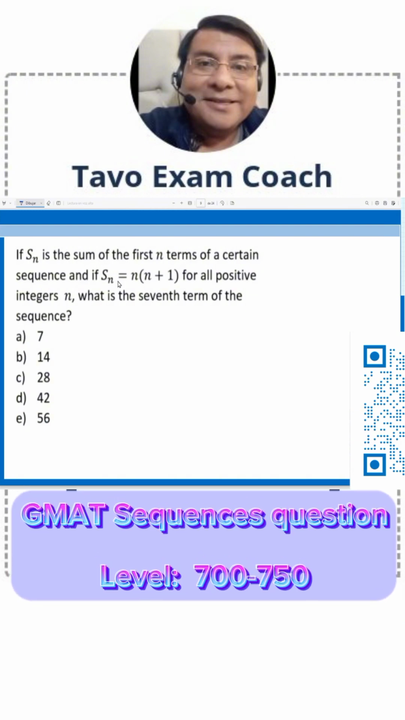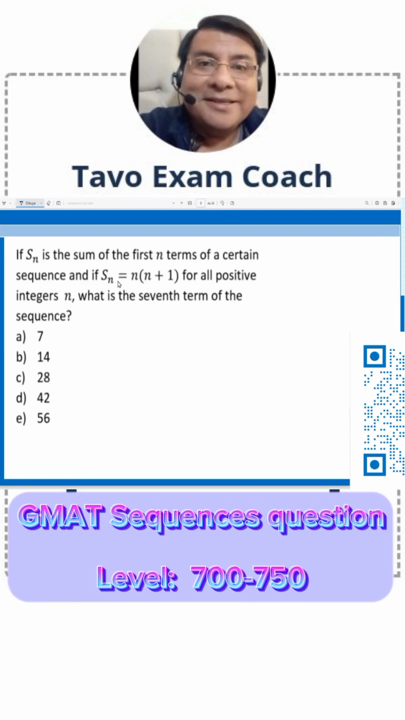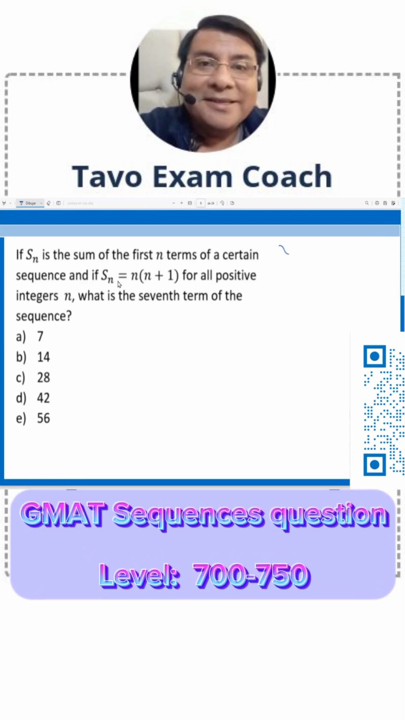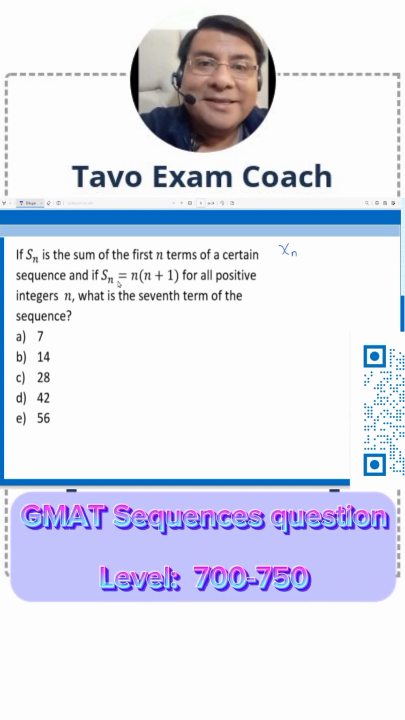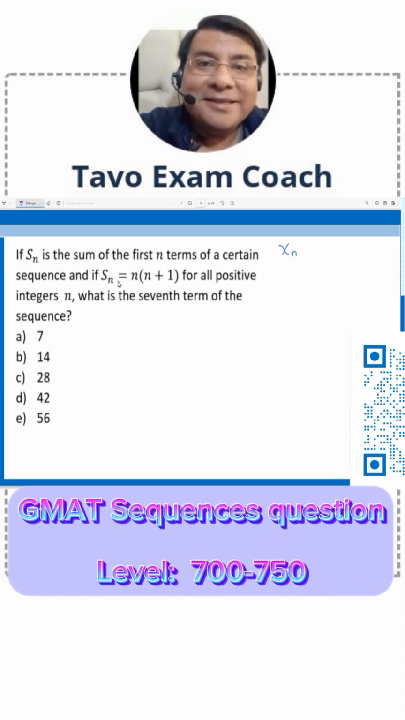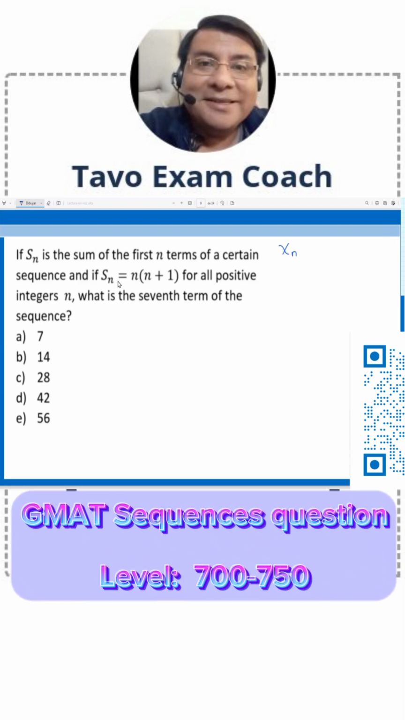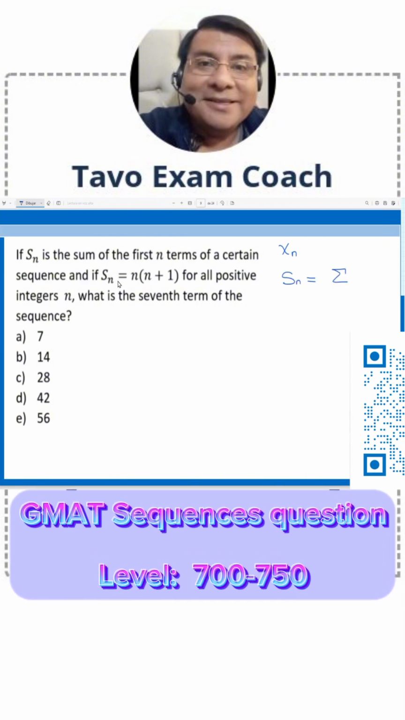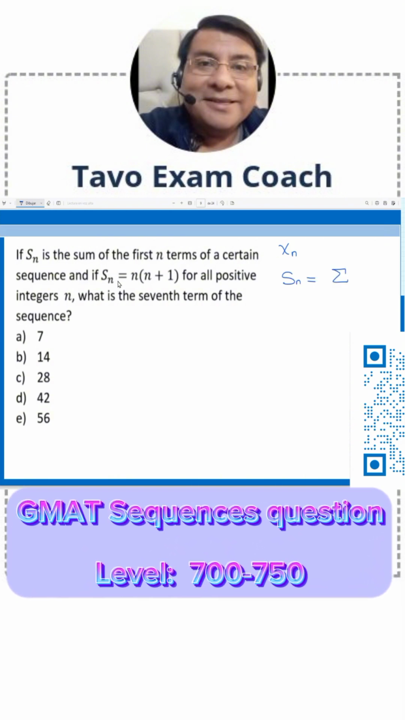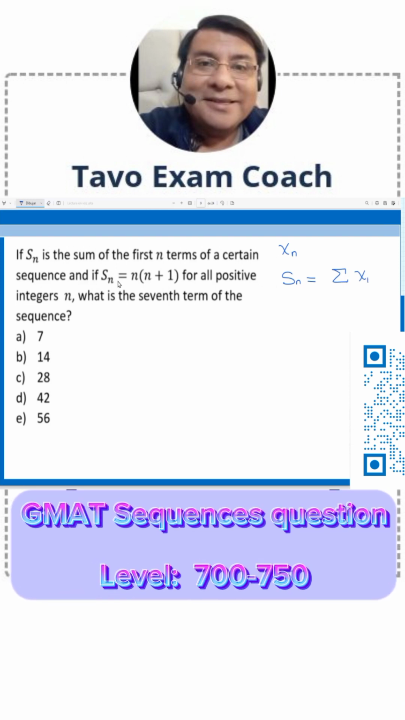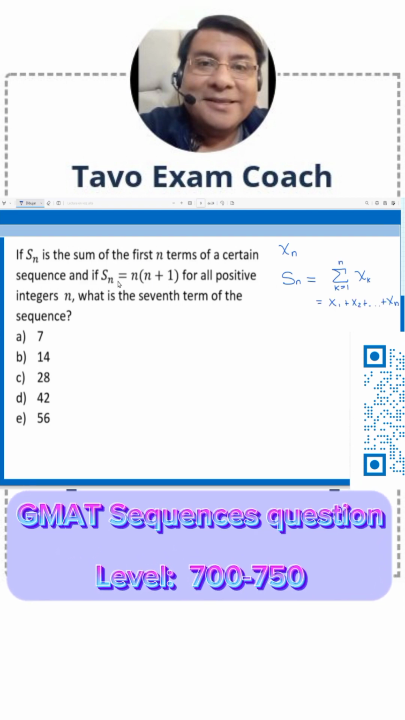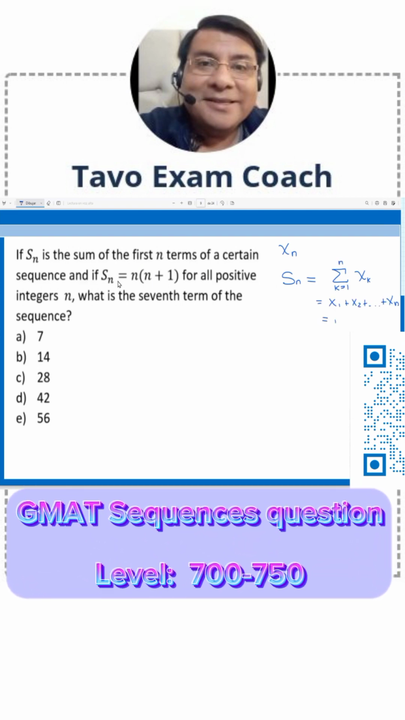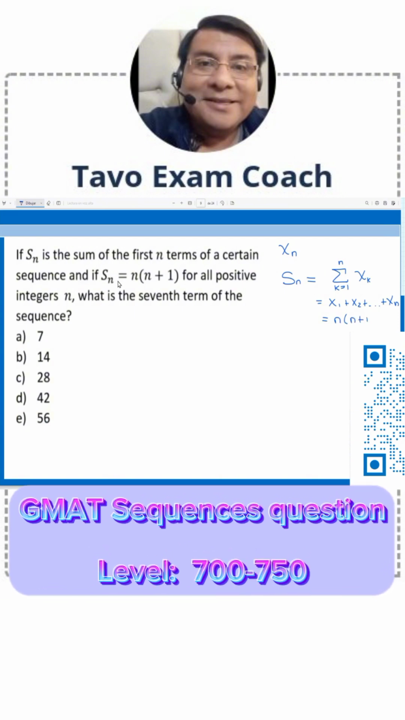So let's first define the terms of a certain sequence. Let's say we have this sequence x sub n. We don't know the definition, the rule that defines the value of the terms of this sequence. This number S sub n is the sum of all terms x sub k, where k goes from 1 to n. And this, according to the description, is also n multiplied times (n plus 1).